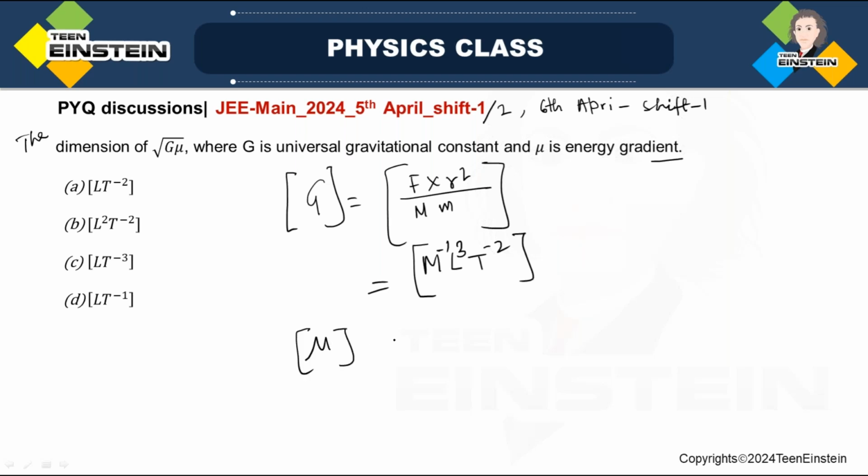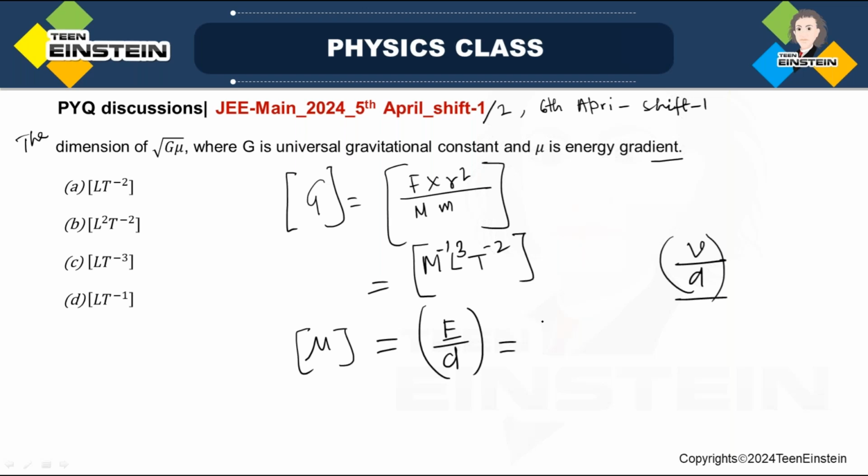Mu is actually energy gradient. It is not mentioned properly what it is the gradient of. Energy gradient means like velocity gradient, velocity with respect to space or distance, v by d. Similarly, if I take energy gradient, E by d, that means energy changes with distance. That is the thing, energy is not the same everywhere with respect to space. That is what energy gradient is.